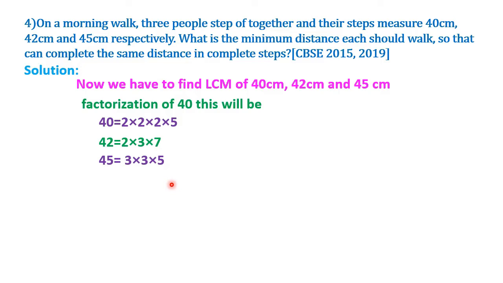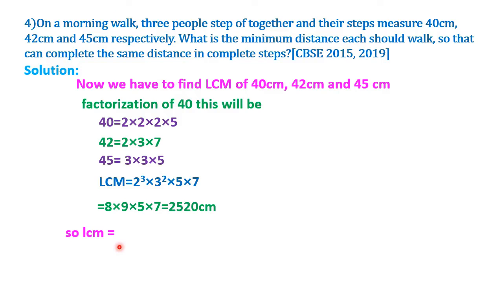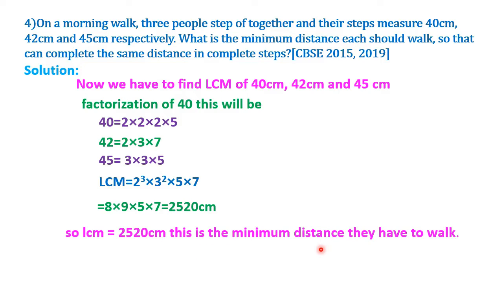So multiplying the unique numbers with their highest power, we get 2 raised to 3 into 3 square into 5 into 7. That is 8 into 9 into 5 into 7, which is equal to 2520. So LCM is 2520. This is the minimum distance they have to walk. This is in centimeter. So we should write centimeter here. Therefore, the minimum distance each one has to walk is 2520 centimeters.